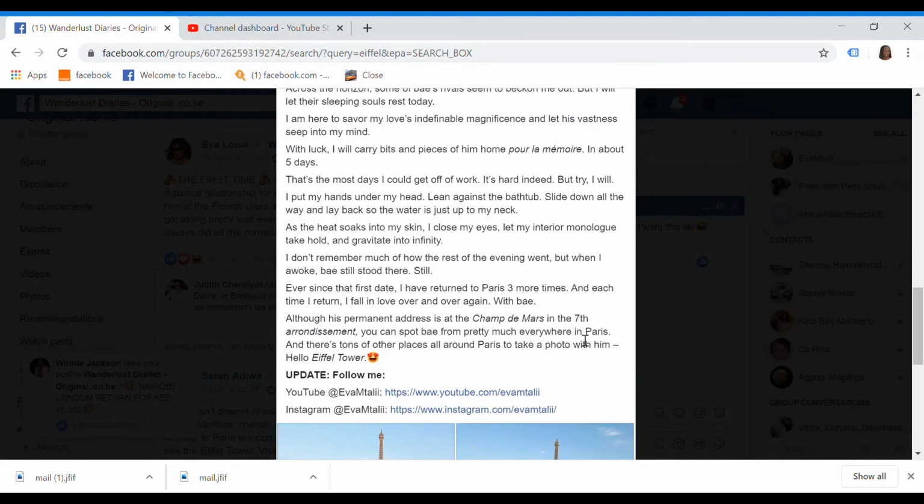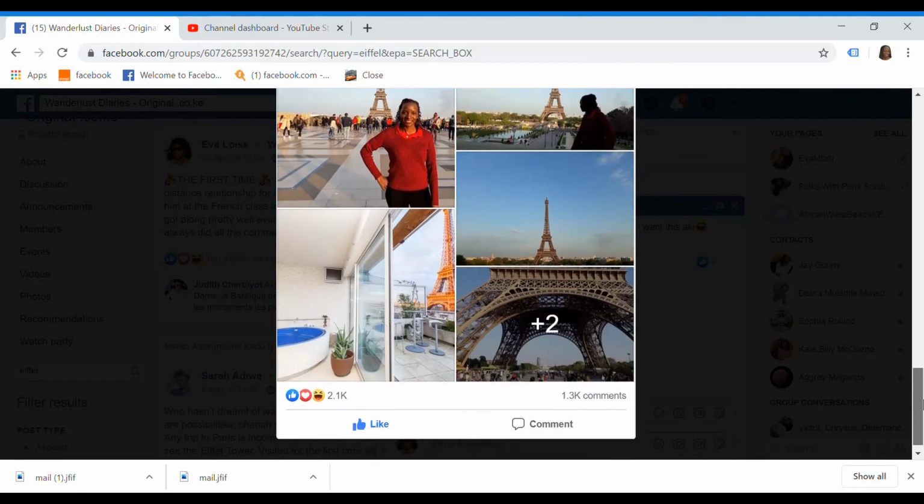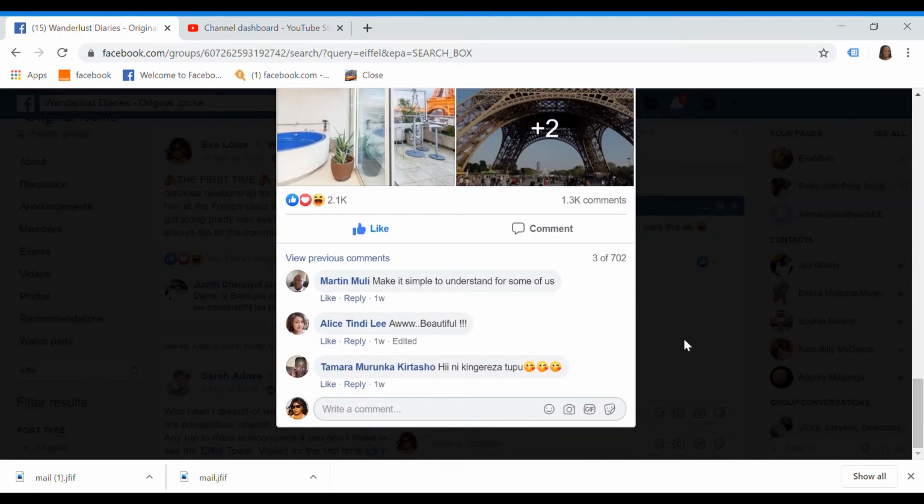I describe our evening together, how I close my eyes and let my interior monologue take hold and gravitate into infinity. And at the very end, that's when I actually reveal who my bae is. Hello, Eiffel Tower. And even the way I wrote this post, many people actually thought that I was describing an actual boyfriend.